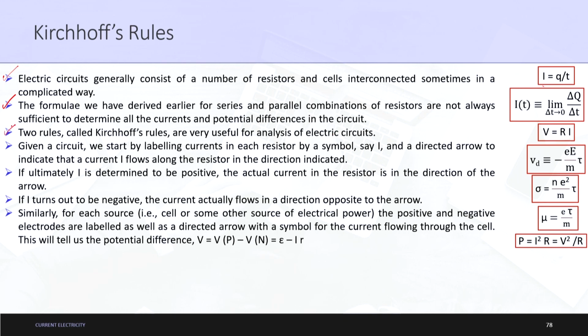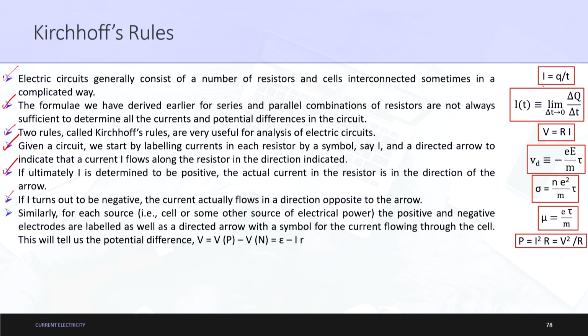Given a circuit, we start by labeling the current in each resistor by a symbol, say I, and a directed arrow to indicate that the current I flows along the resistor in the direction indicated. I will try to explain Kirchhoff's rules using an example. If I is ultimately determined to be positive, the actual current in the resistor is in the direction of the arrow. If I turns out to be negative, the current actually flows in a direction opposite to the arrow.